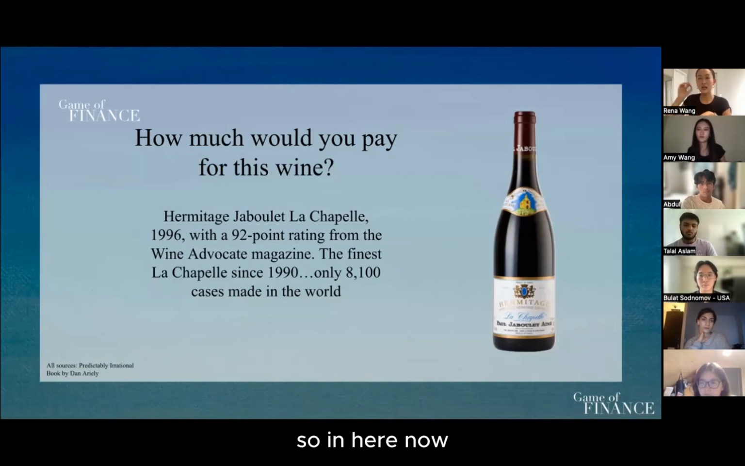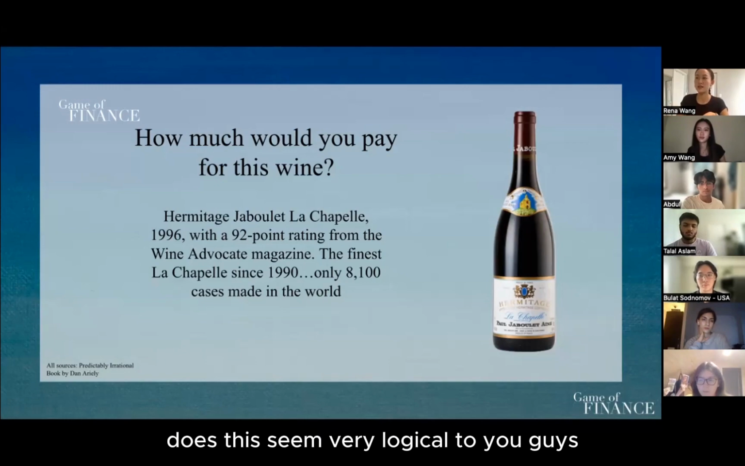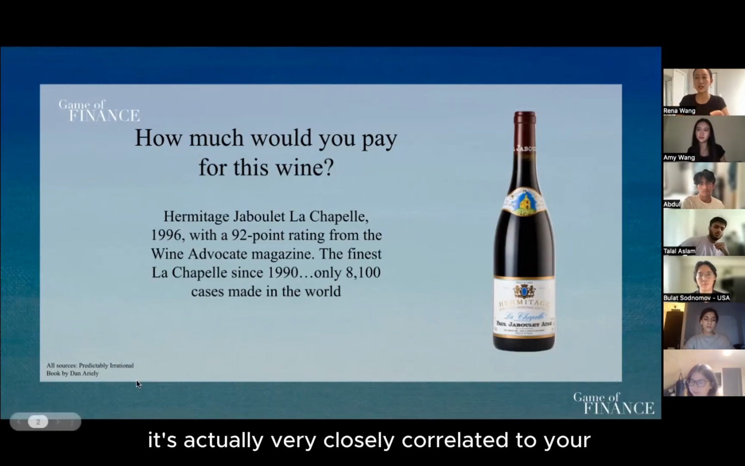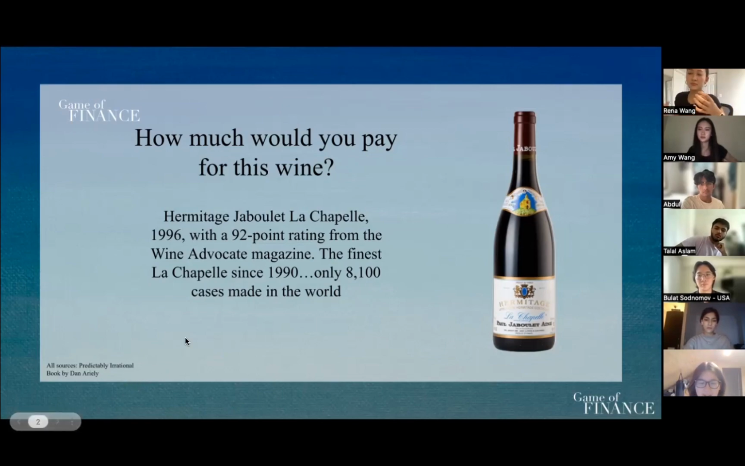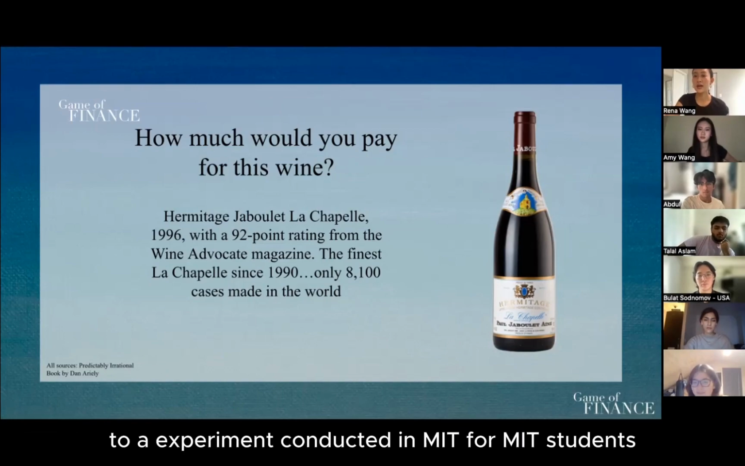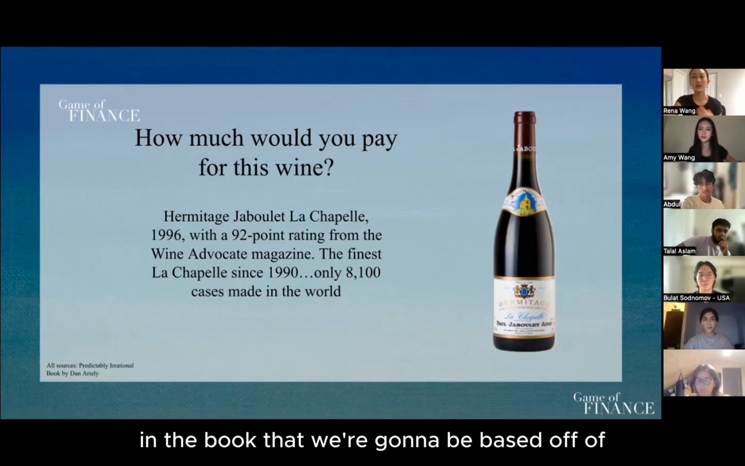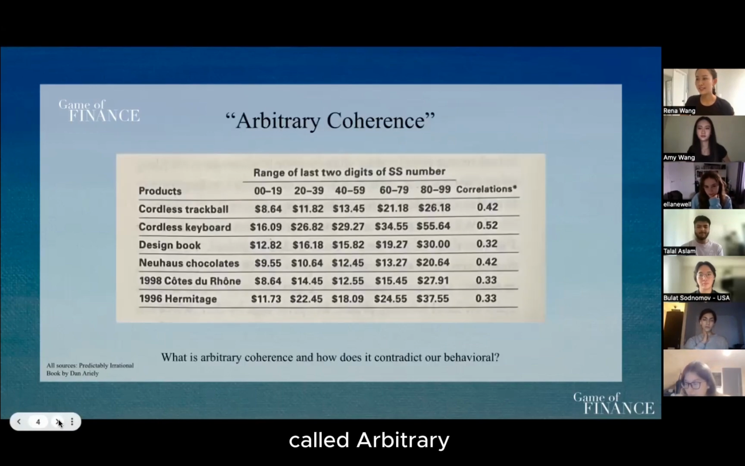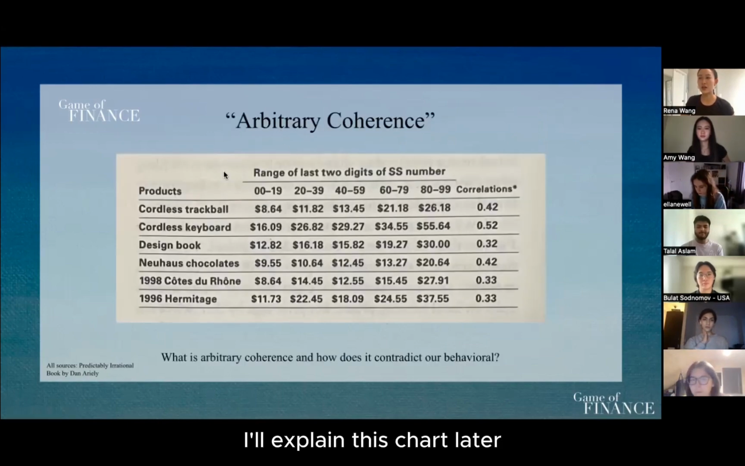So now, does this seem logical to you? The number given, which supposedly has no correlation, is actually very closely correlated to your gas price. This is a very similar experiment to one conducted at MIT with MIT students, in the book we're going to be based off of. I'll explain this chart later.